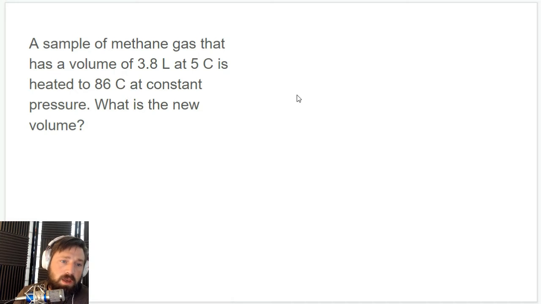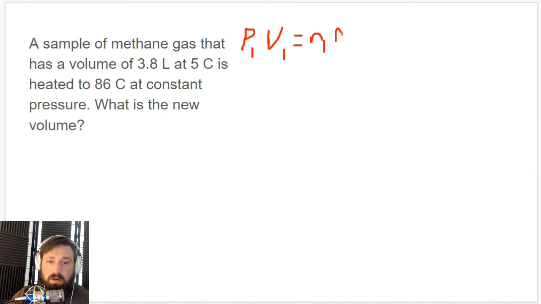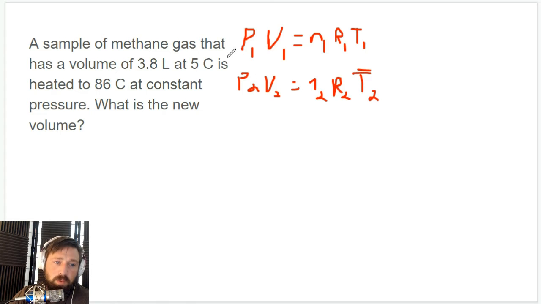All right, next one. A sample of methane gas has a volume of 3.8 liters at 5 Celsius and is heated to 87 Celsius at a constant pressure. What is the new volume? So we're going to use the same idea here. We have two states. So P1 V1 equals N1 R T1, P2 V2 equals N2 R T2. Now, what's the same and what's different?